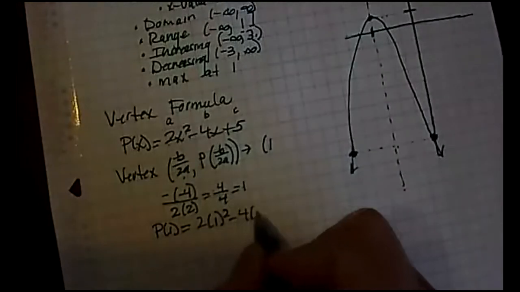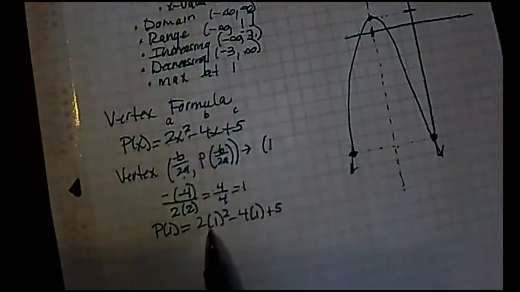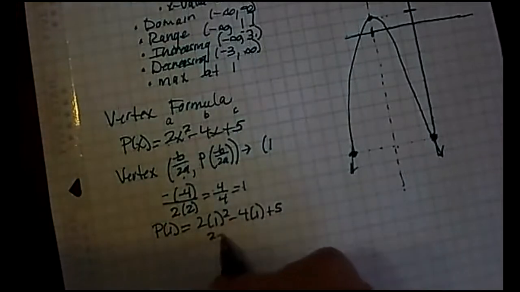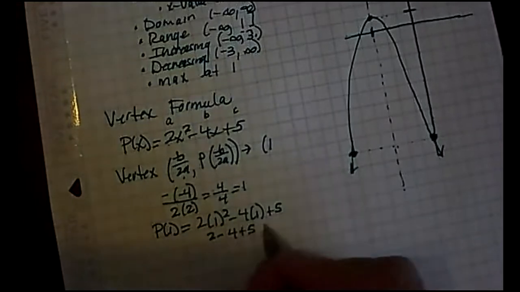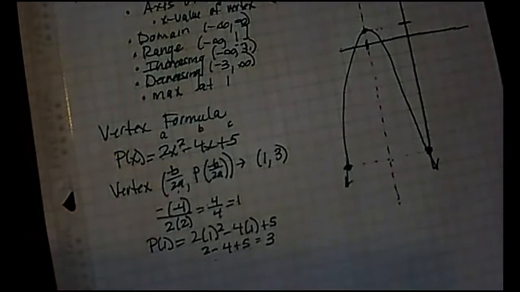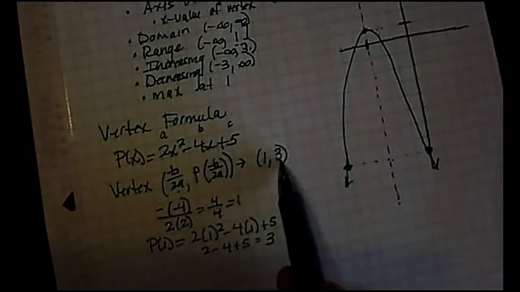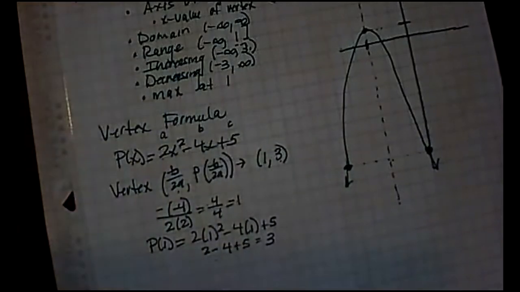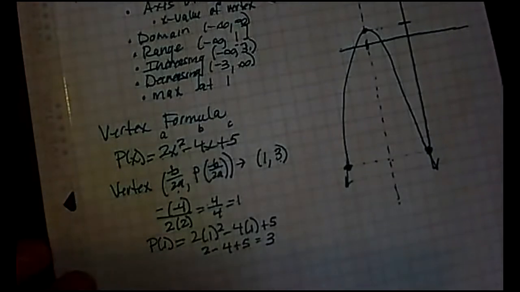So p of 1 is 2 times 1 squared, just putting a 1 in for all the x's. So this becomes 2 minus 4 plus 5, which becomes 3. So this equals 3. That is the y value of your vertex. So you find the vertex with the formula, but you have to remember that it's negative b over 2a. Then you take whatever you found, put it back into your equation, and that gives you the y value. So I know the vertex is 1, 3. All right, so now what I want to do is put it into this vertex form.